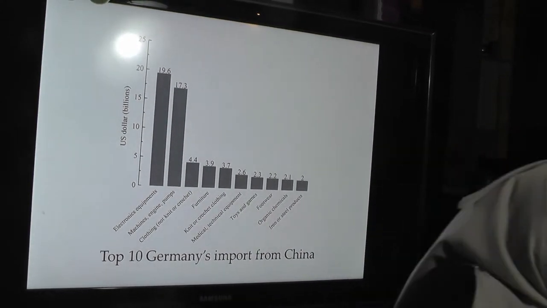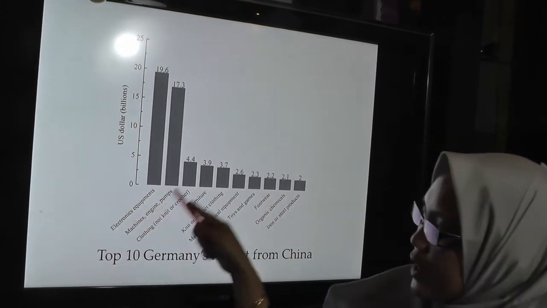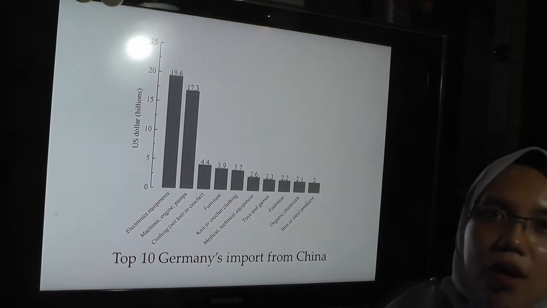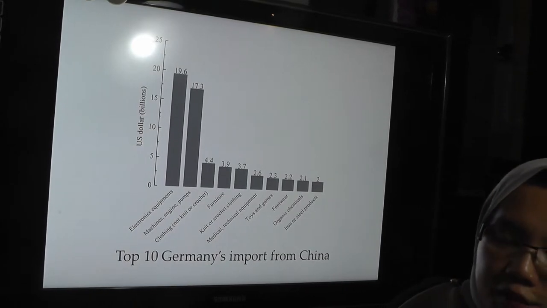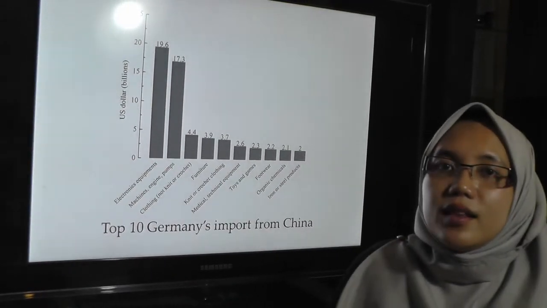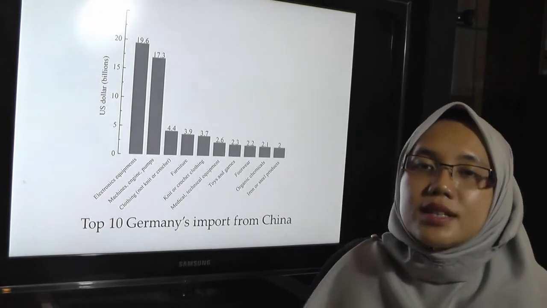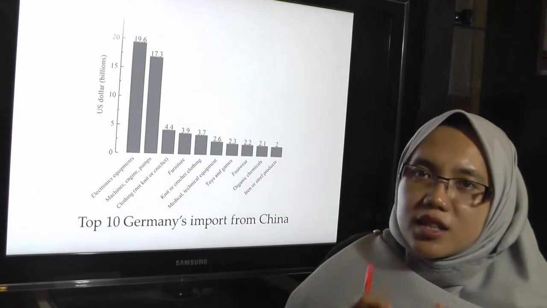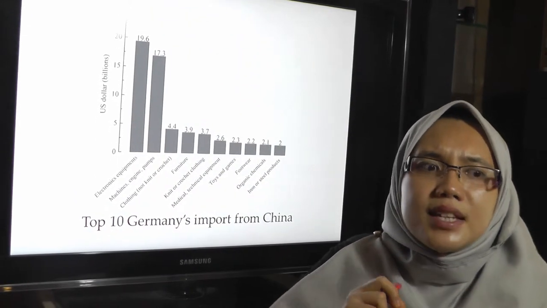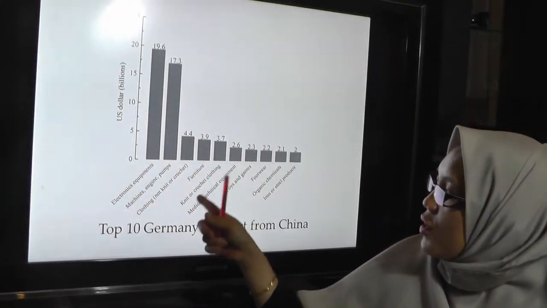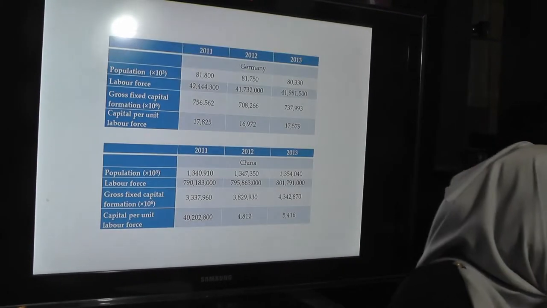Very high quality products. So again here, Germany mostly imports labor-intensive products, which is clothing. You need a lot of labor in order to sew, to cut your clothes, your textiles. It's very meticulous work, like furniture and all those knit and crochet clothing.